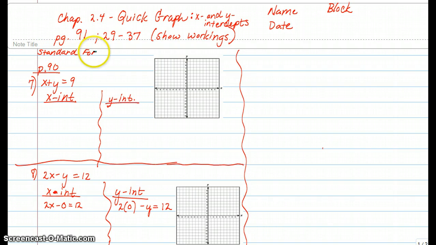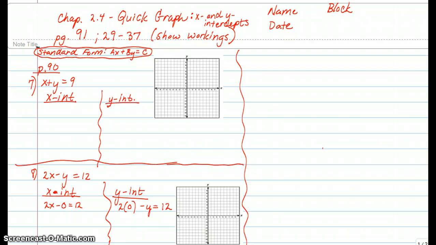Standard form is a very common type of form for an equation, and it's ax, so some coefficient times x, plus by, some coefficient times y. In this case, it's 1 and 1, equals c, so it's equal to some number. So this is a really, really common type of equation form, and you should know how to graph it.